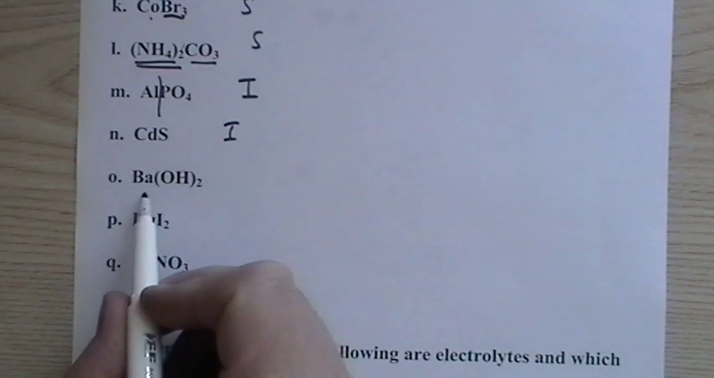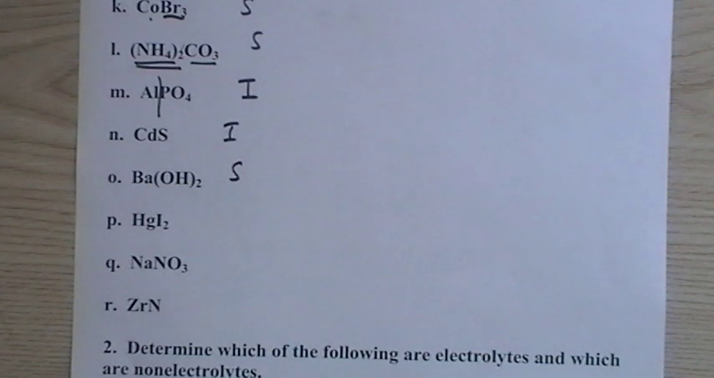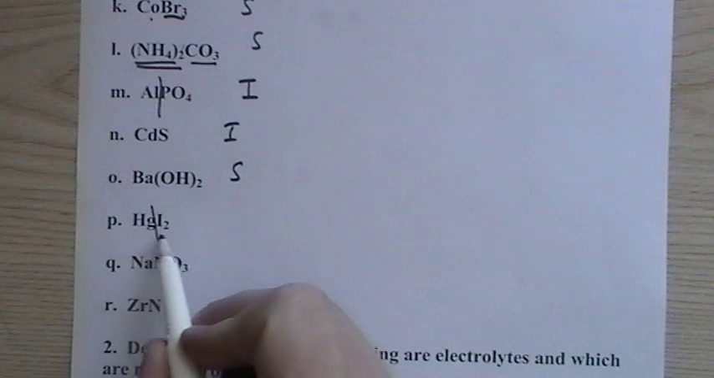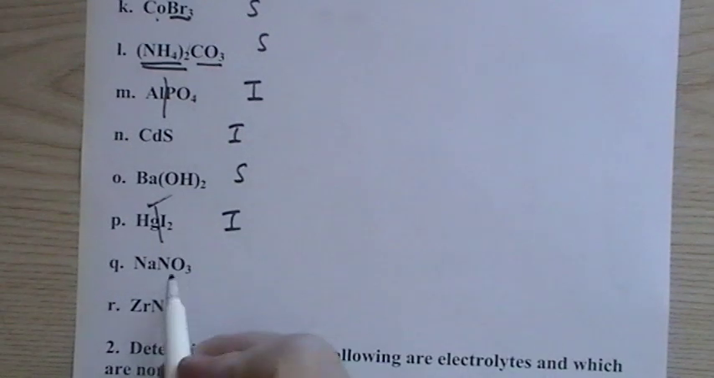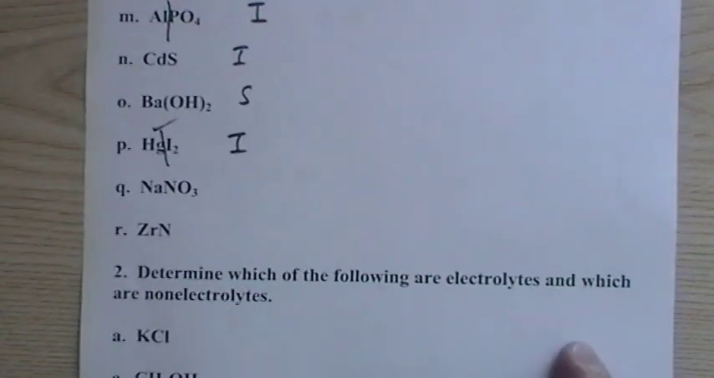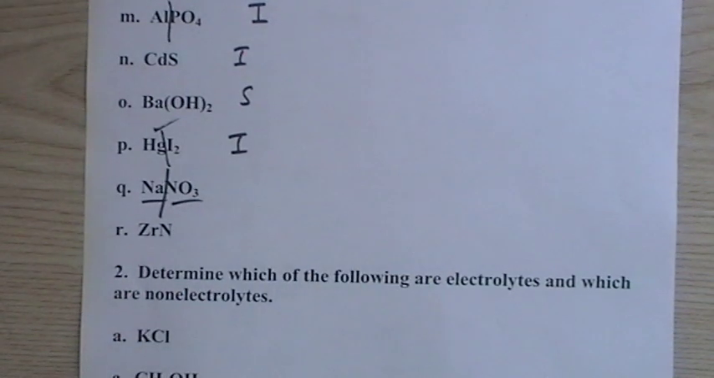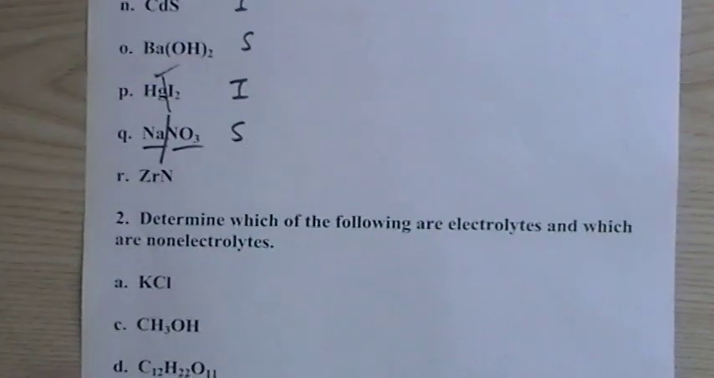Barium hydroxide is a strong base, so you should know that it is soluble, but it's also one of the exceptions. Mercury 2 iodide. Iodides are generally soluble except when attached to mercury 1 or mercury 2. And so this is insoluble. Sodium nitrate. Now this one is super soluble. Sodium ion is soluble with whatever it's attached to. Nitrate ion is soluble with whatever it's attached to. So definitely, you don't have to put super soluble, but it is.